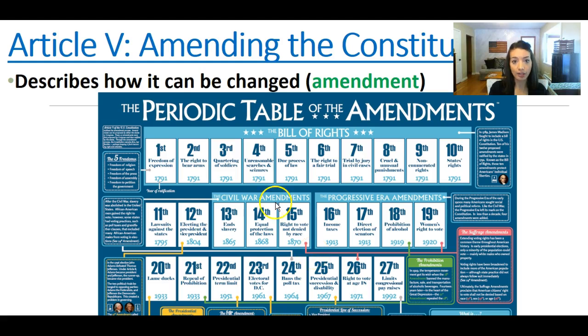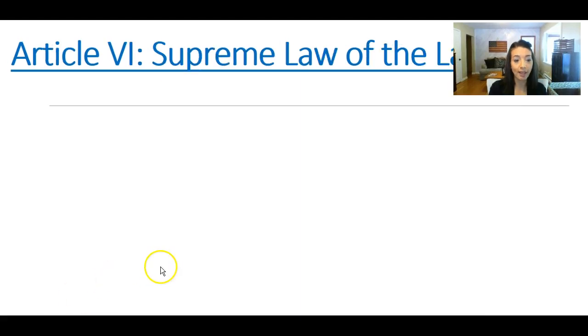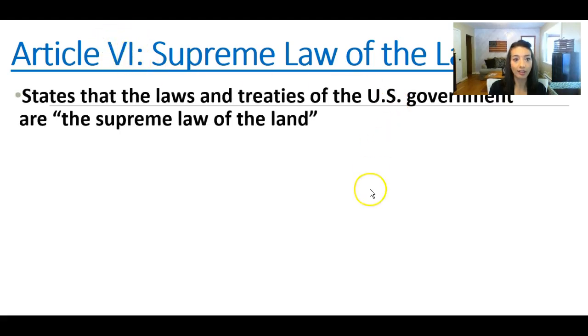I just chose this graphic, and they kind of did a play on the periodic table of elements. They did a periodic table of the amendments to give you an idea of how many amendments there are to the Constitution. Okay, Article 6, Roman numeral VI, Supreme Law of the Land.